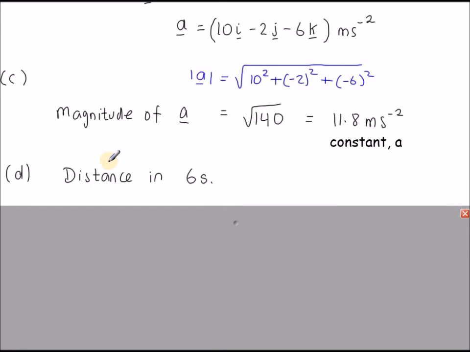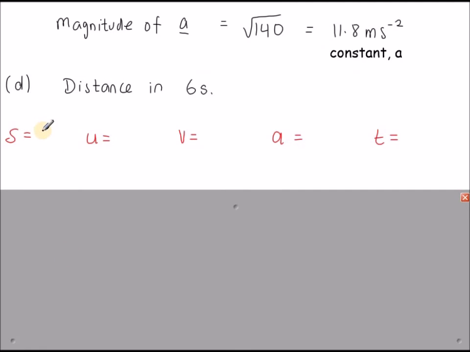Now to work out the distance the particle will travel in the first 6 seconds, we can use SUVAT formulae. So s is what we're looking for. Initially it was at rest. The acceleration in its exact form is root 140. And t is 6. We're not interested in the velocity, so we need a formula without v.